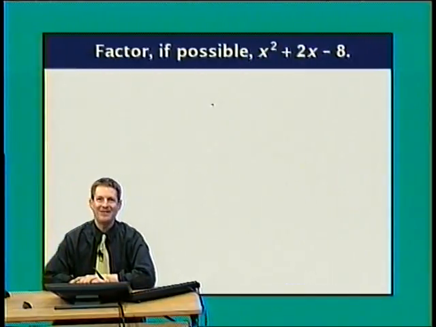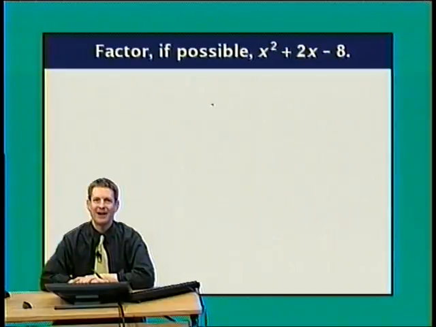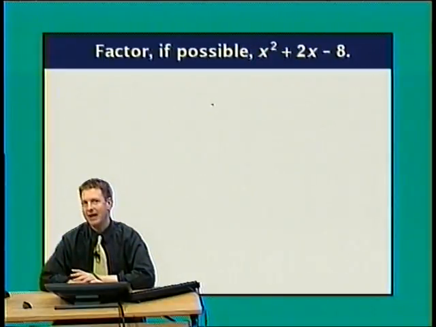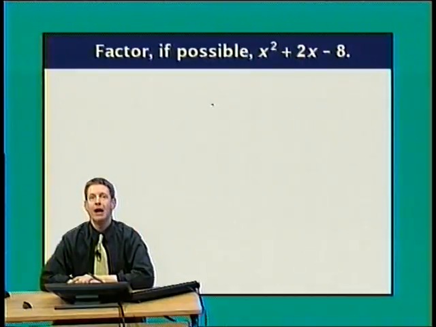All right, let's factor x squared plus 2x minus 8. In the last two examples, the list of candidates that multiplied to the constant were pretty short. Sometimes you get a lot of pairs of numbers that multiply to the constant. In that case, sometimes you need to be a lot more deliberate in your search for the pair that adds up to the coefficient.